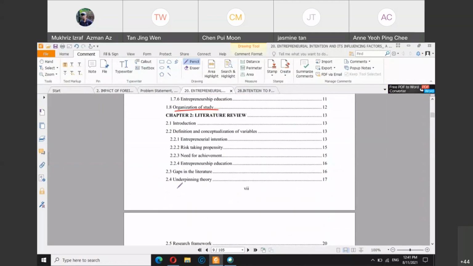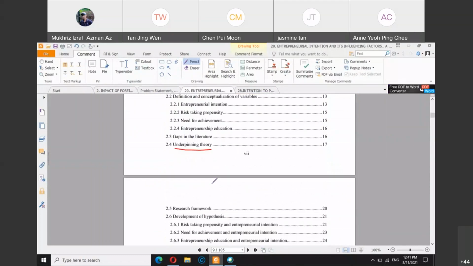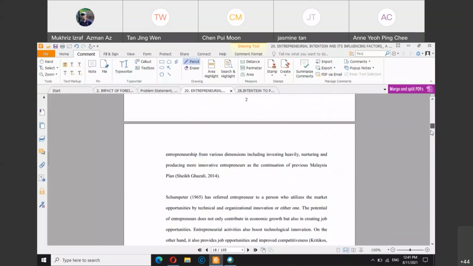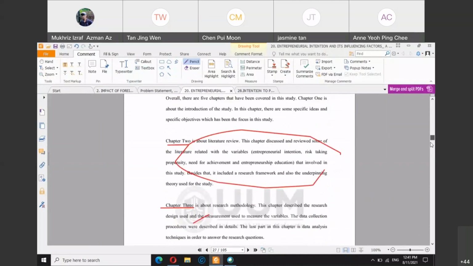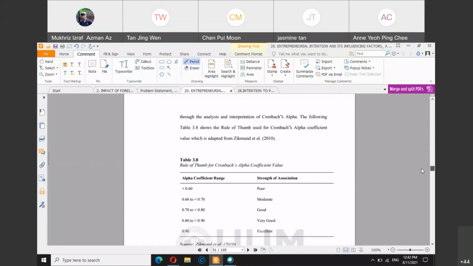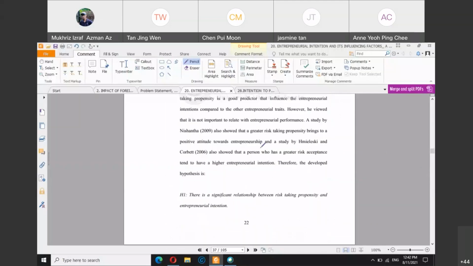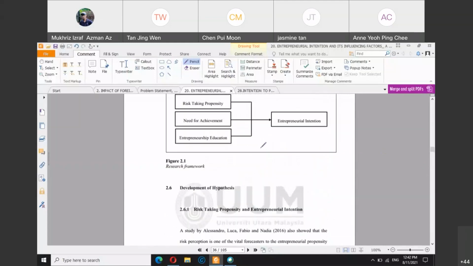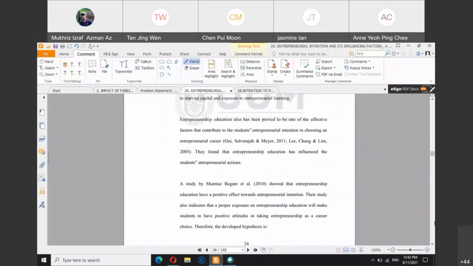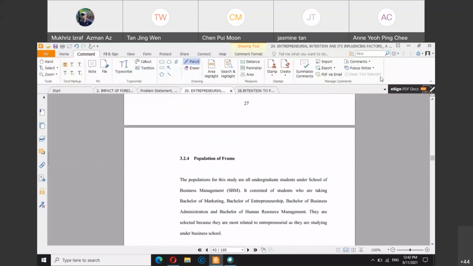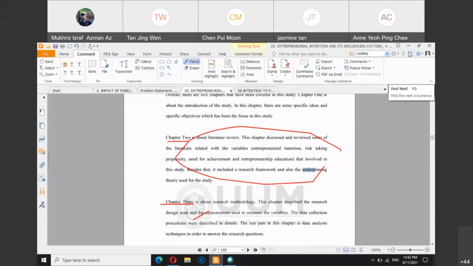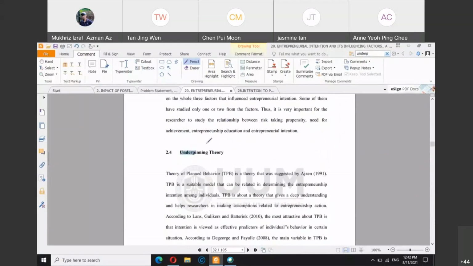So underpinning theory here, you can see page 17. If you go to page 17, where is it? I think even the table of contents is not accurate. Where is it? Yeah, this part, underpinning theory.